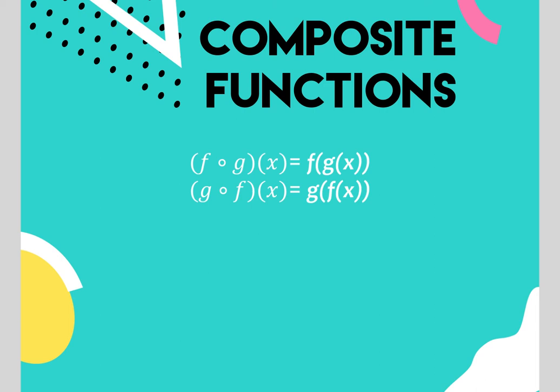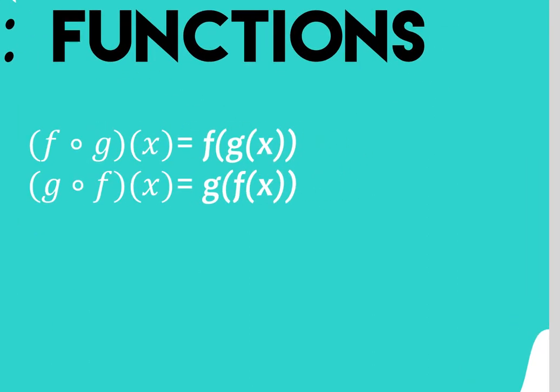So f of g of x literally means take my g of x and plug it into the f of x in place of its x. So whatever expression g of x is going to go in the place of the x in f of x. So if it was g of f of x, now I would take the f of x and I would plug it into the g of x. Sometimes you're going to have values here and sometimes you're going to have x's, just like we did with the combined functions.